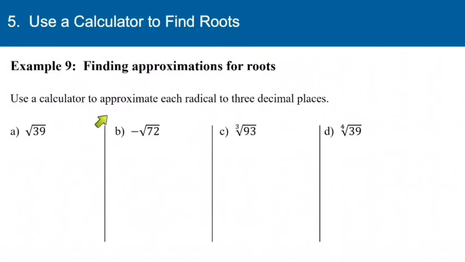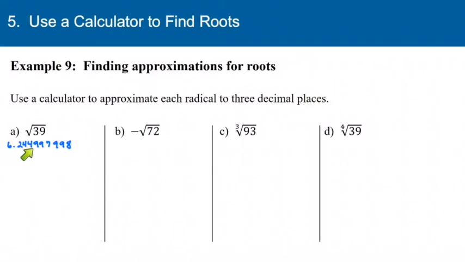So let's use a calculator to approximate each of these radicals to 3 decimal places. Now I can't show you the calculator on the screen right now, but I'm trusting that you have your calculator in front of you and you'll practice entering these yourself. So the square root of 39, so you'll do second, then the square button, and then 39 equals, and when I do that, this is the number that my calculator screen shows. 6.244997998.